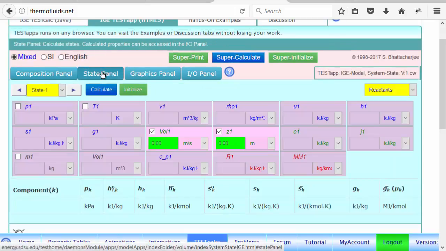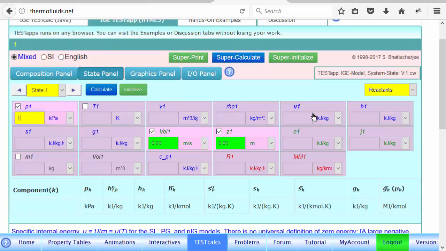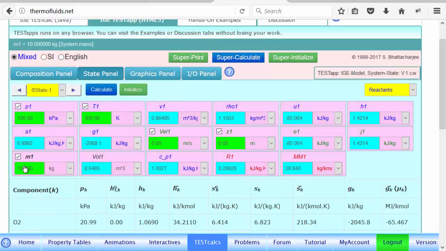So let's go and calculate the state. Notice that here only pressure and temperature are allowed. We cannot enter every property. This restriction will be gradually removed because this involves a lot of computation. So anyway, state 1 is very simple. Nothing changes. Recall that the volume of the tank is about 8.648.